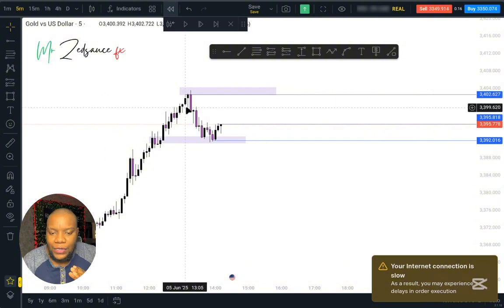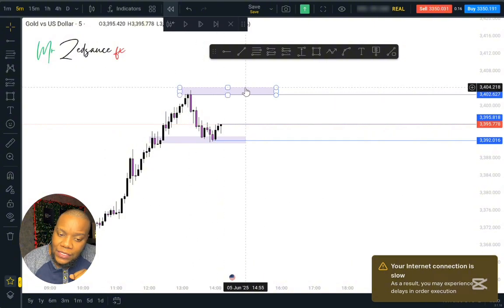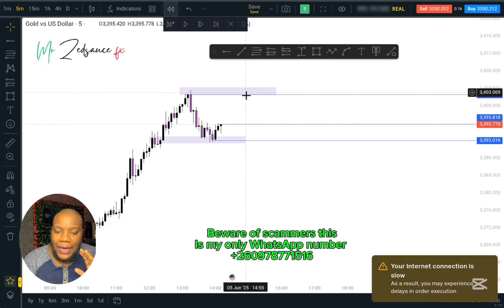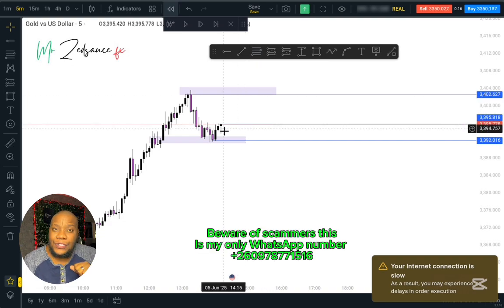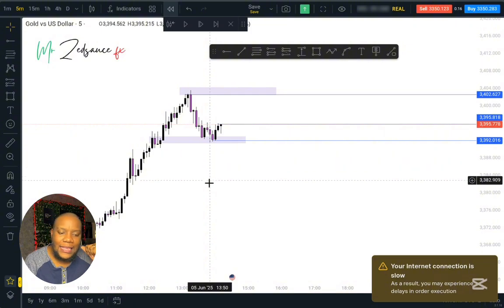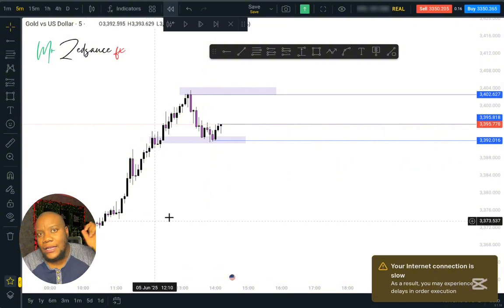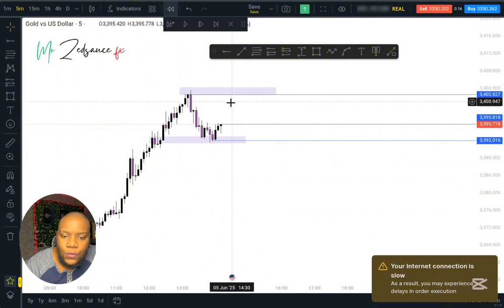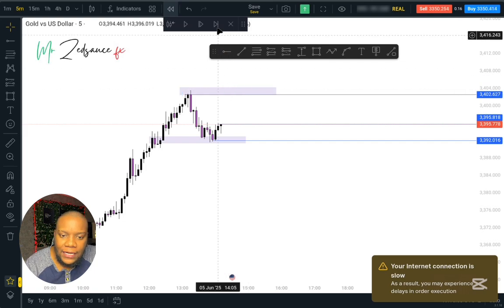You can have this rule in mind: if it breaks above this zone, then you can do your continuation buys. But overall, we might do a reversal, because New York sometimes targets the Asian low, clears it out, then does a continuation to wherever it was going. So we had that in mind.